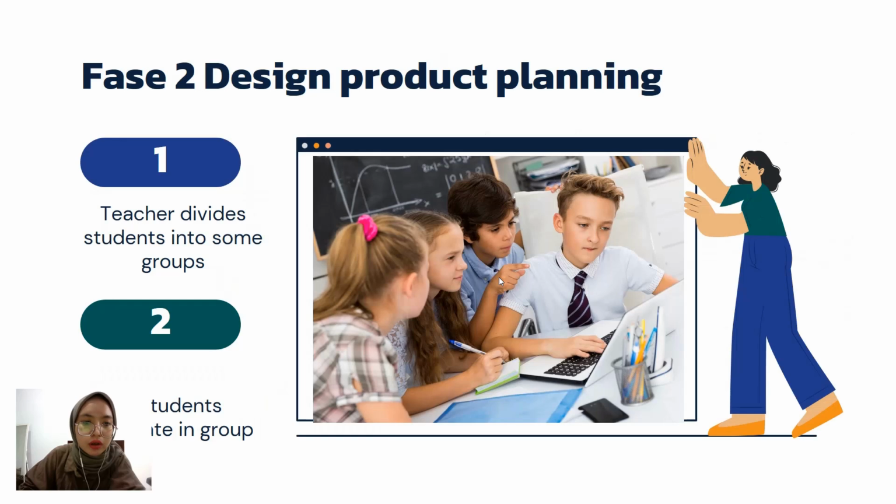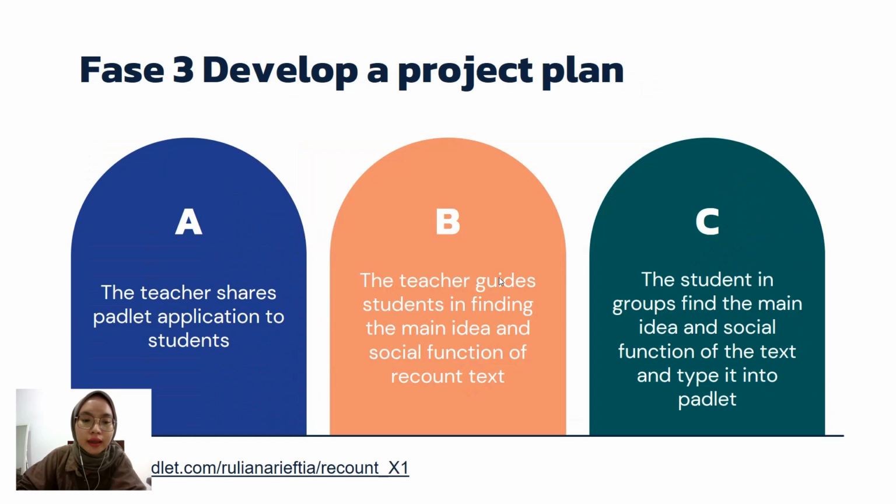And move on to phase 2, design product planning. The teacher divides the students into some groups, and after that the students collaborate in groups to identify the social function, the generic structure, and the language feature. Then in phase 3, the students need to develop the project plan.